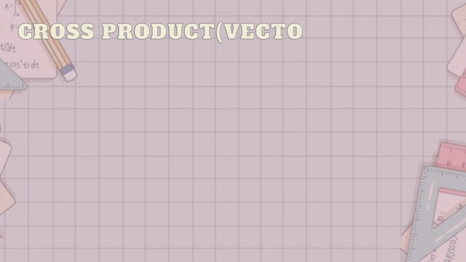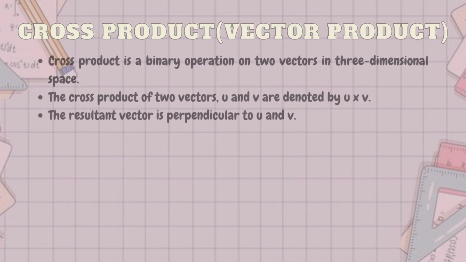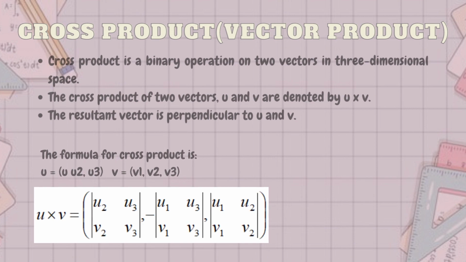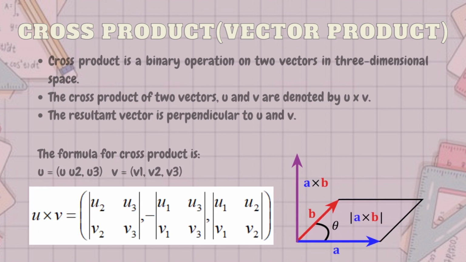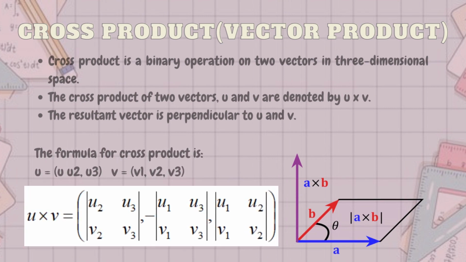Next, let us move on to the cross product. So what is the cross product? The cross product is a binary operation on two vectors in three-dimensional space. The cross product of two vectors u and v is denoted by u cross v. The resultant vector is perpendicular to u and v. The formula for the cross product is as shown below.